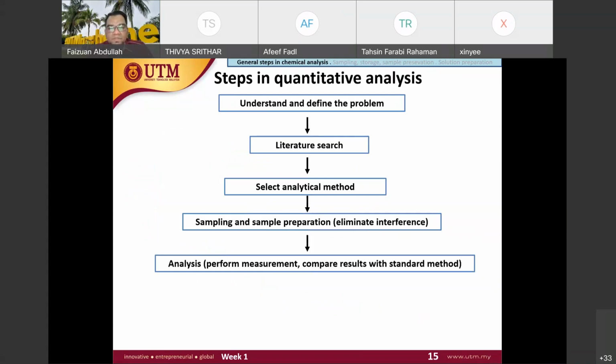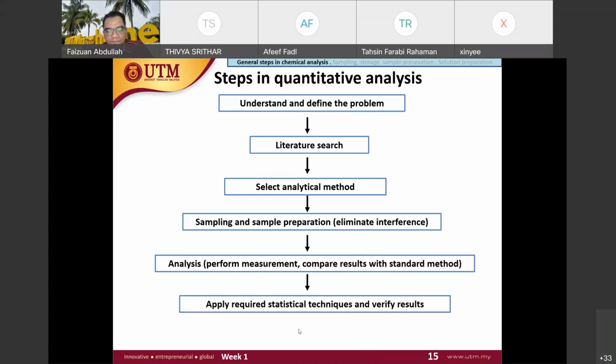This is the steps in the quantitative analysis. We have to understand and define the problem. We have to do some literature search, select the analytical method, do sampling and sample preparation to eliminate the interference, and we have to perform measurement, analyze the result, compare the result with the standard method, and apply required statistical techniques and verify the results. And we need to do the report. This is generally what we need to do in the quantitative analysis.